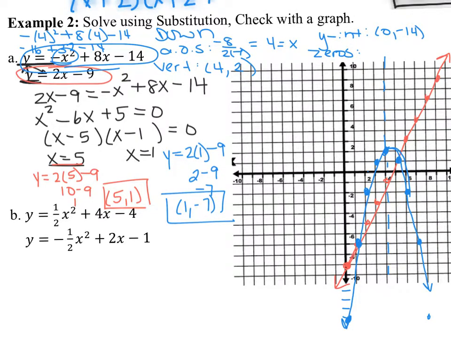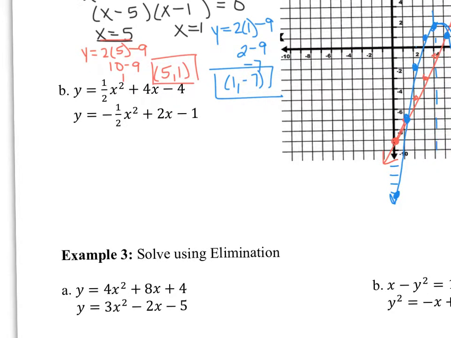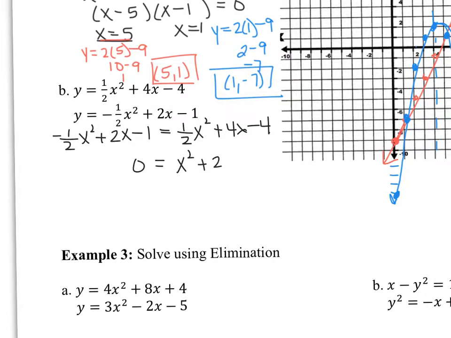So let's go ahead and do the next one. So here, because y's are already by itself, I'm going to go ahead and set them equal to each other. So negative 1/2 x squared plus 2x minus 1 equals 1/2 x squared plus 4x minus 4. So I'm going to add 1/2 x squared to the other side and just get x squared. And then I'm going to subtract 2x and get 2x. And I'm going to add 1 and get negative 3. So now I'm going to go ahead and factor to solve for x. So I get positive 3 and negative 1. So x is negative 3 and x is 1.